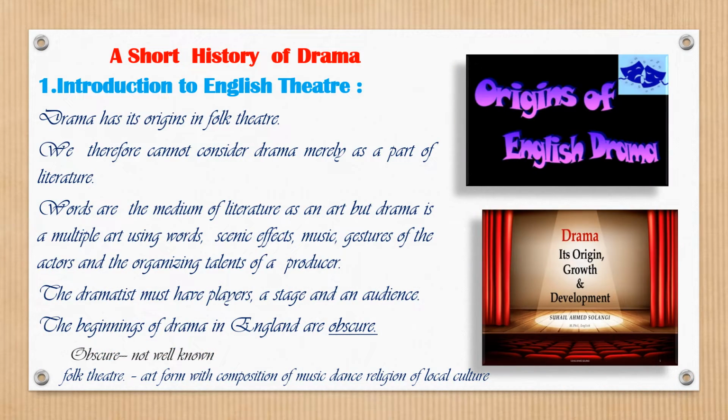A short history of drama. The beginning of drama in England is obscured, that is, it is not very well known, but still drama had its origin in folk theatre. A folk theatre is an art form which has a composition of music, dance, and religion of that particular place, that is, local culture. So it cannot be said that drama is just a part of literature.